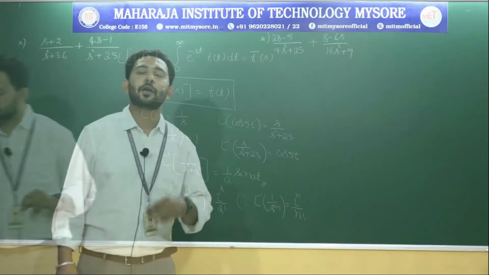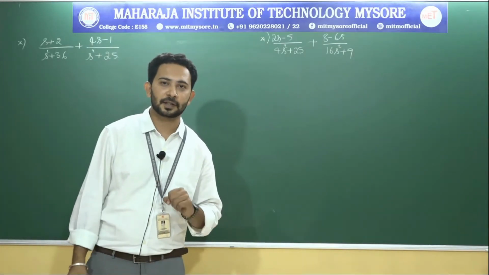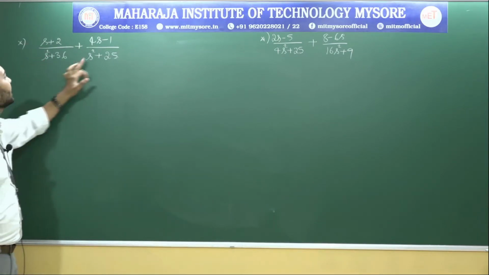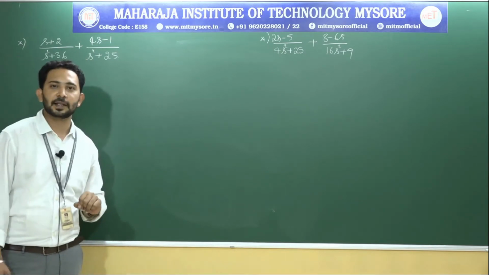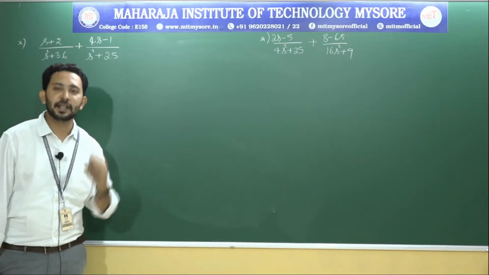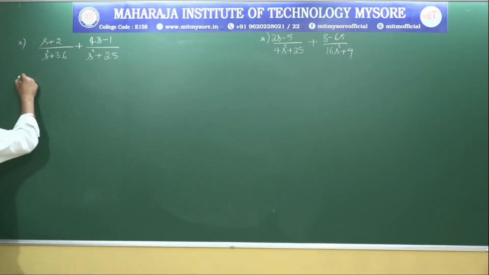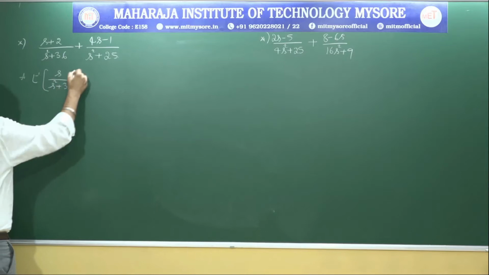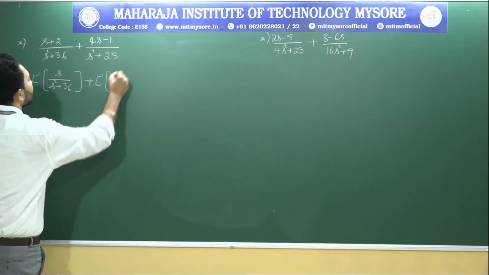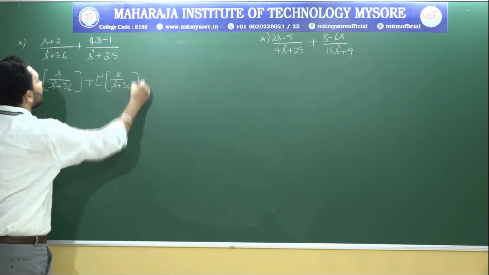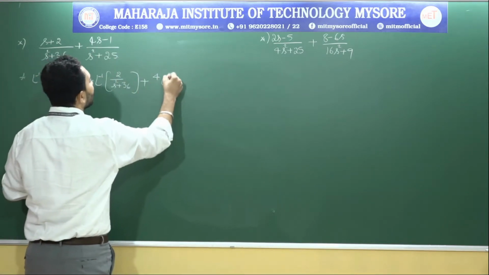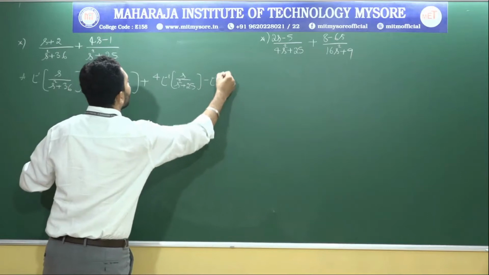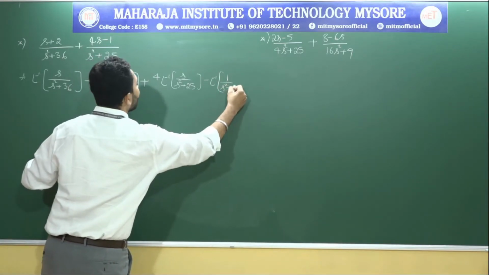Okay. Now I am going to solve some problems on Laplace inverse transformations. Here we have s plus 2 divided by s square plus 36 plus 4s minus 1 divided by s square plus 25. So we need to find Laplace inverse for this. I can write this as Laplace inverse of s divided by s square plus 36 plus Laplace inverse of 2 divided by s square plus 36 plus 4 into Laplace inverse of s divided by s square plus 25 minus Laplace inverse of 1 over s square plus 25.